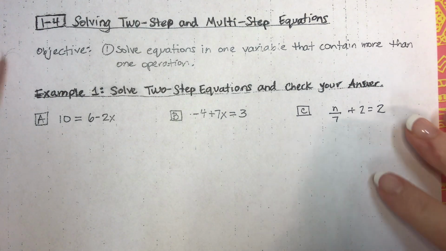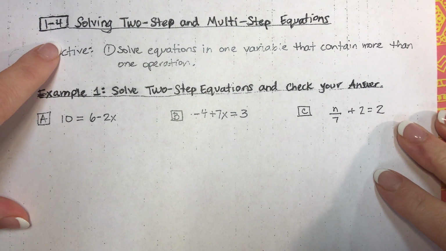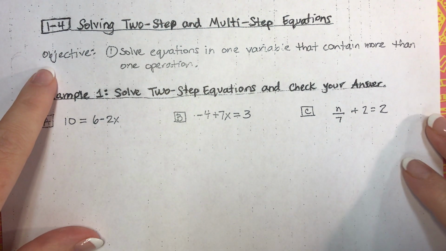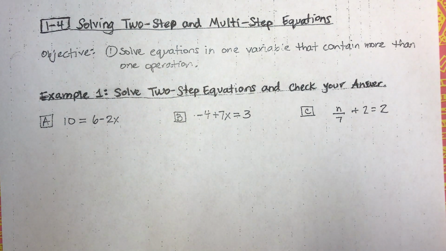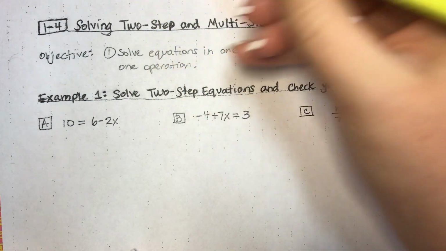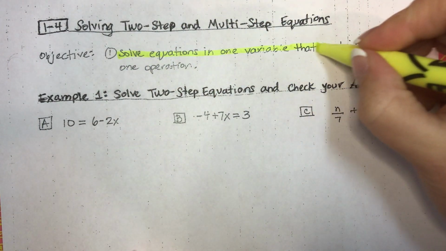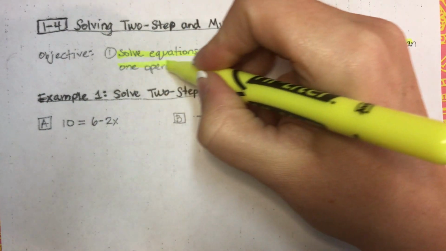Hello everyone, today we're talking about Chapter 1, Lesson 4, solving two-step and multi-step equations. So the objective for today is to solve equations in one variable that contain more than one operation.